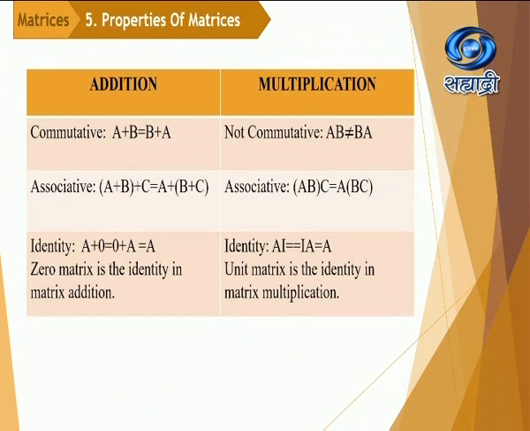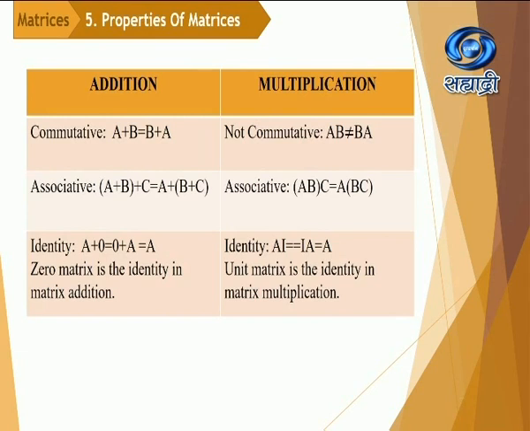Now the properties of matrices: for addition and for multiplication. Addition is commutative, that means A plus B is equal to B plus A. Addition is associative: A plus B plus C is equal to A plus B plus C. All these A, B, C are matrices of the same order. Identity: A plus 0 equals 0 plus A, which is equal to A. Here the 0 matrix is the identity in matrix addition, and 0 is nothing but the zero matrix.